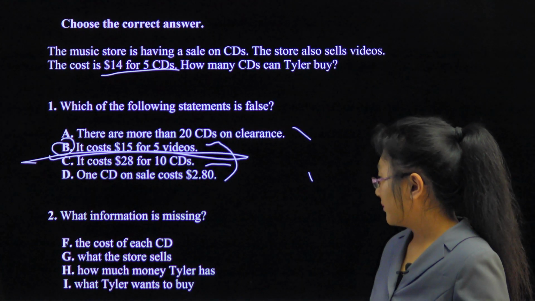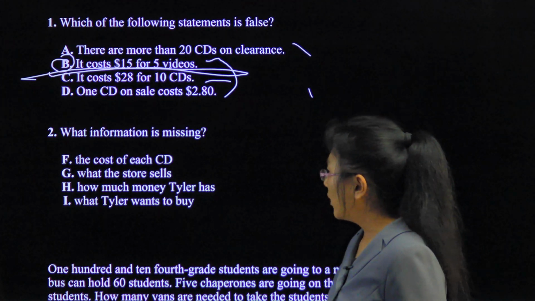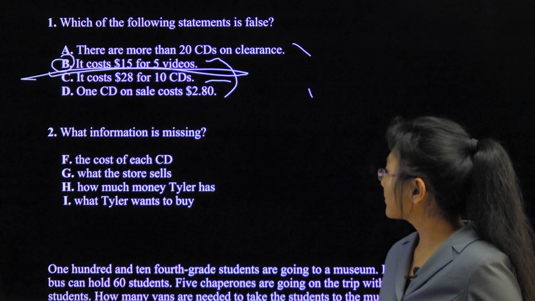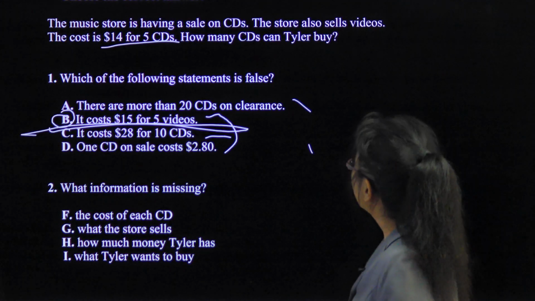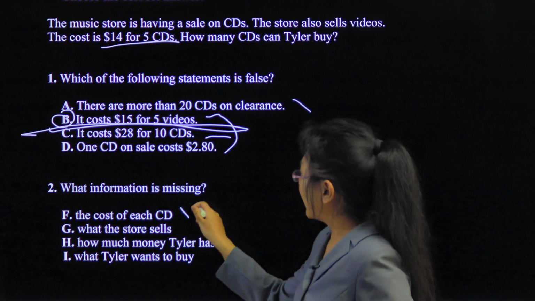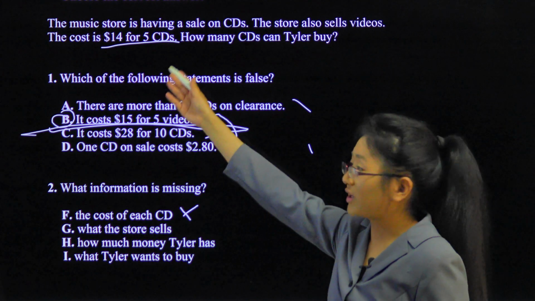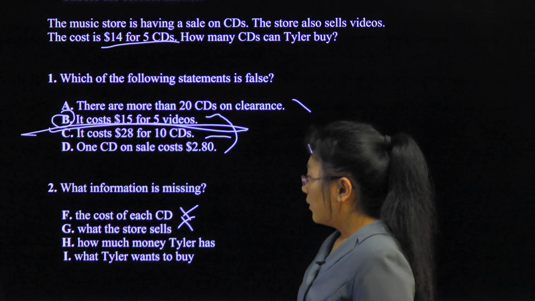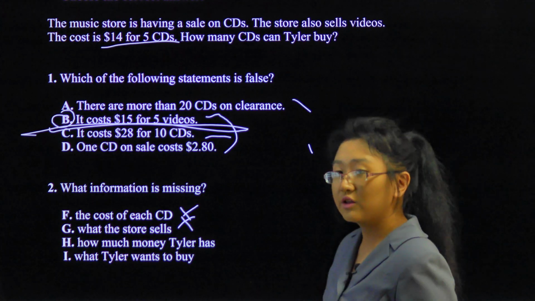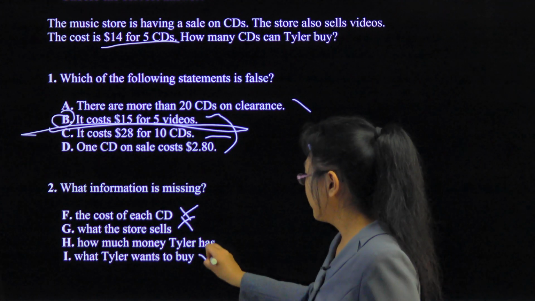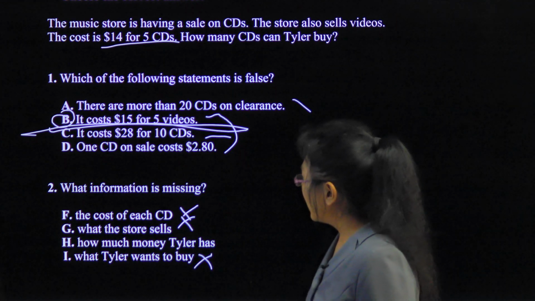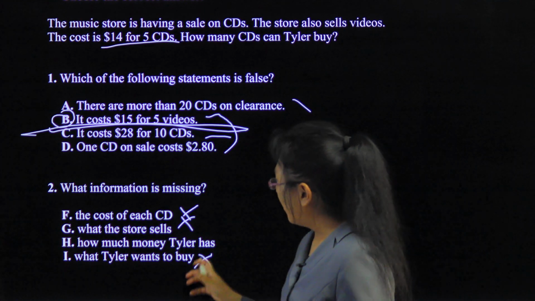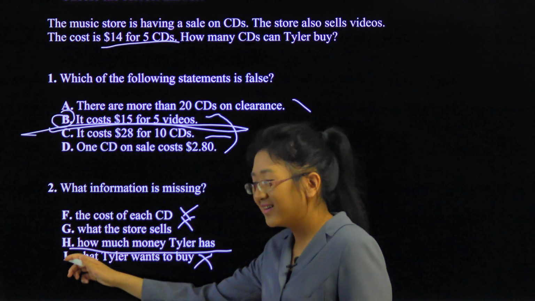What information is missing? The cost of each CD, what the store sells, how much money Tyler has, and what Tyler wants to buy. Well, you see, the cost of each CD is already said. What the store sells, a music store, is having a sale on CDs. So technically we have that too. What Tyler wants to buy, it doesn't say that, but it's also not important to the question. Technically it does say that because it says how many CDs can Tyler buy. But what we really need is how much money Tyler has.